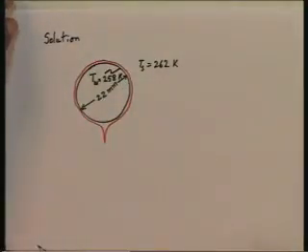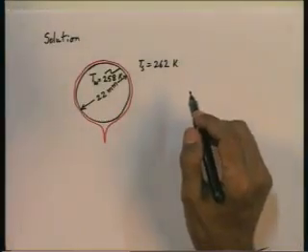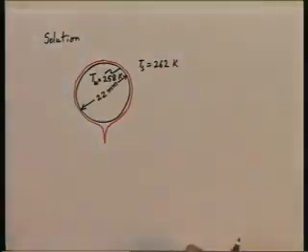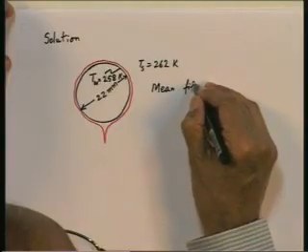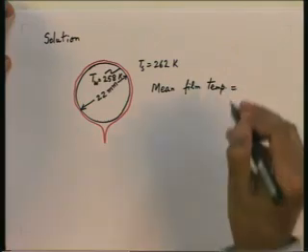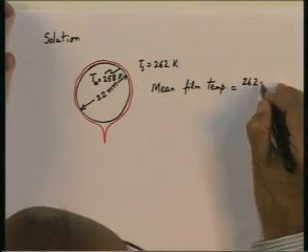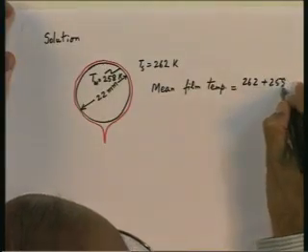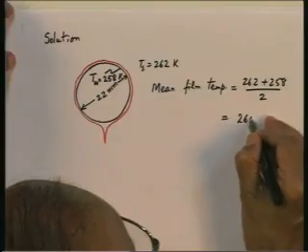Now, the first thing is properties. We need the properties of R 22, and you have to take properties at the mean film temperature. So, what is the mean film temperature? Mean liquid film temperature is equal to 262 plus 258 divided by 2, that is equal to 260 K.